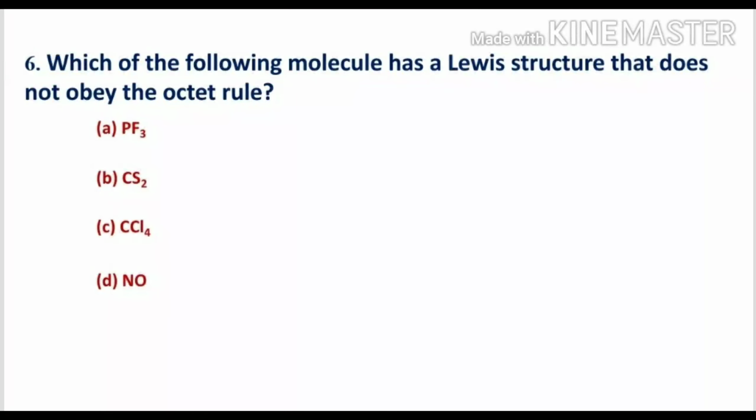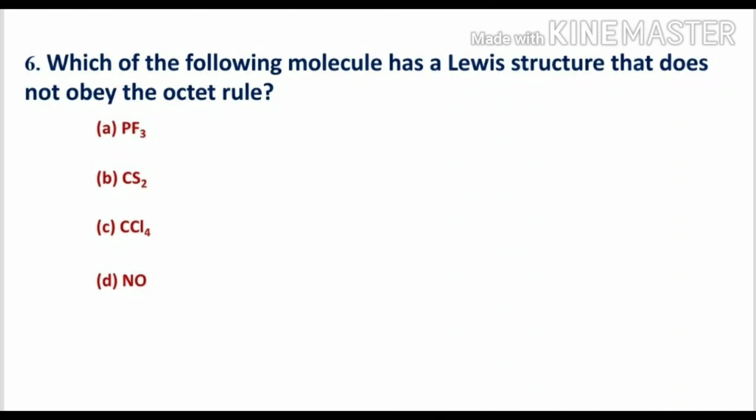Question number 6. Which of the following molecules has a Lewis structure that does not obey the octet rule? According to the octet rule, the central atom will have a maximum of 8 electrons to complete its octet. Among these 4 options, option A, phosphorus trifluoride, option B, carbon disulfide, option C, carbon tetrachloride, option D, nitric oxide. Among these, nitric oxide has only 7 electrons around it, so it does not obey the octet rule, whereas the others have 8 electrons.